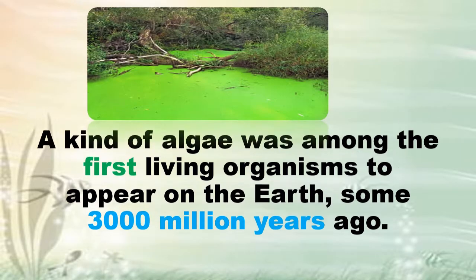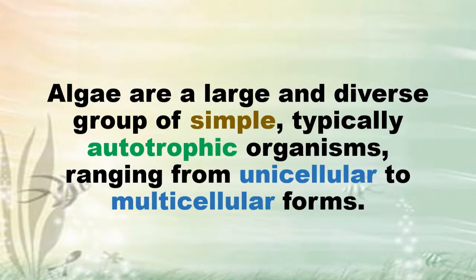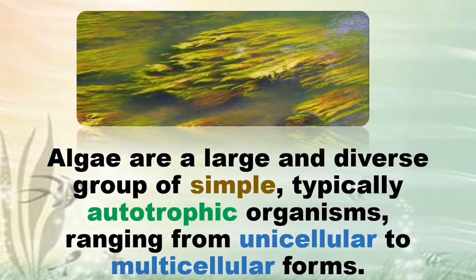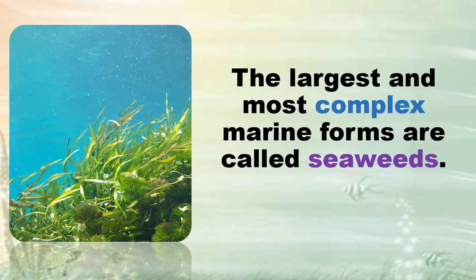Number 1, algae was one among the first living organisms to appear on the Earth, say it to be 3,000 million years ago. Number 2, algae are a large and diverse group of simple, typically autotrophic organisms, ranging from unicellular to multicellular forms. Number 3, among algae, the largest and most complex marine forms are called seaweeds.